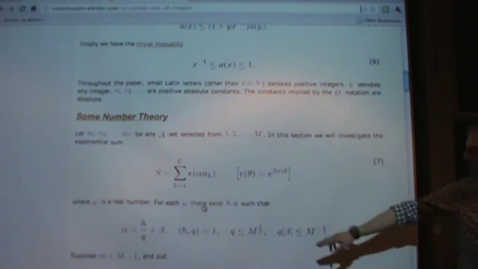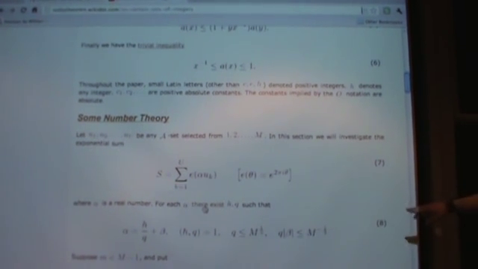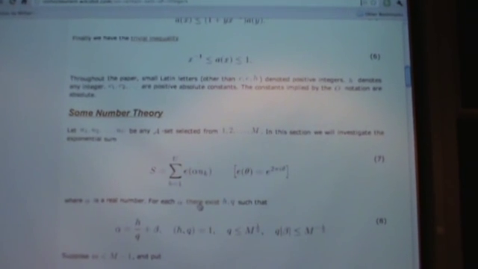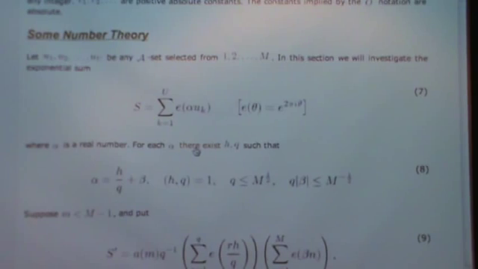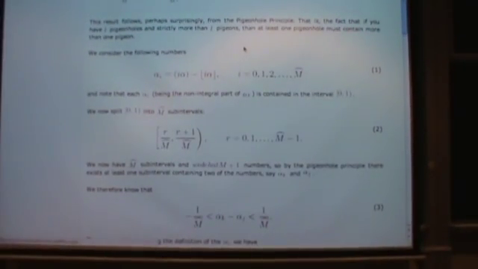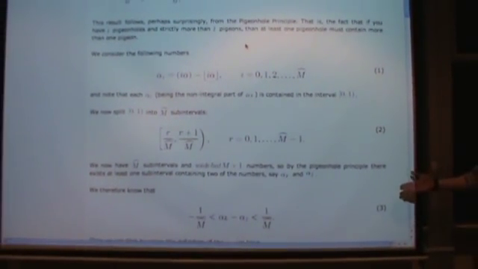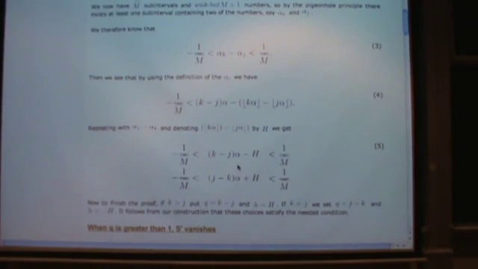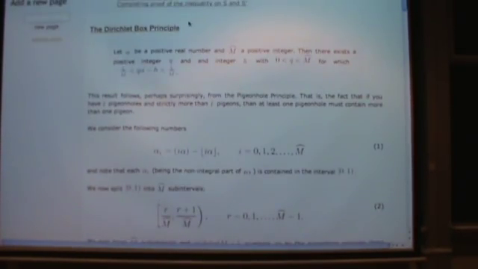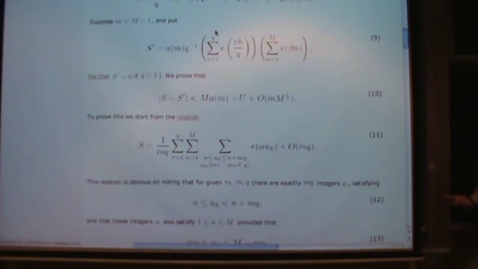And here's the Dirichlet box principle. For each alpha, there exists H, Q such that this holds. And you think, oh, well, I don't know the Dirichlet box principle. Why does that hold? So you click, and you get given a proof of the Dirichlet box principle. And you go through and you read it all, and you're like, okay, that's nice, I understand this now. So you go back up, and you click back on the Dirichlet box principle, and you get taken back to that part of the proof where you left off reading.